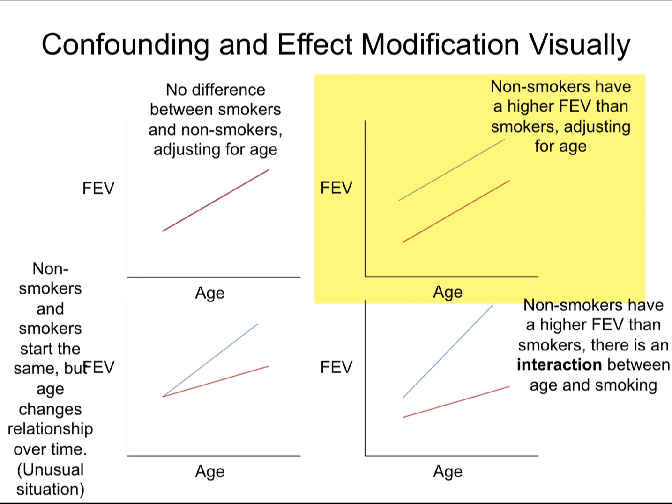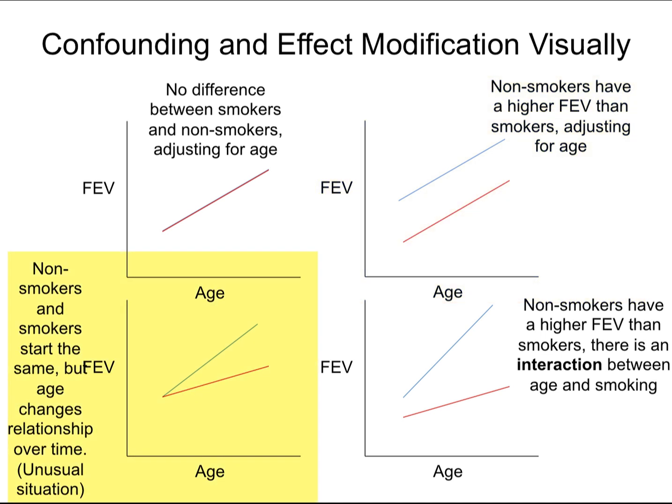We can say that the effect of smoking is independent of age. The difference between smokers and non-smokers is the same at each age. The effect of smoking does not vary by age. The rate at which FEV increases with age is the same for smokers and non-smokers. So in other words, smoking and age both act independently on FEV.